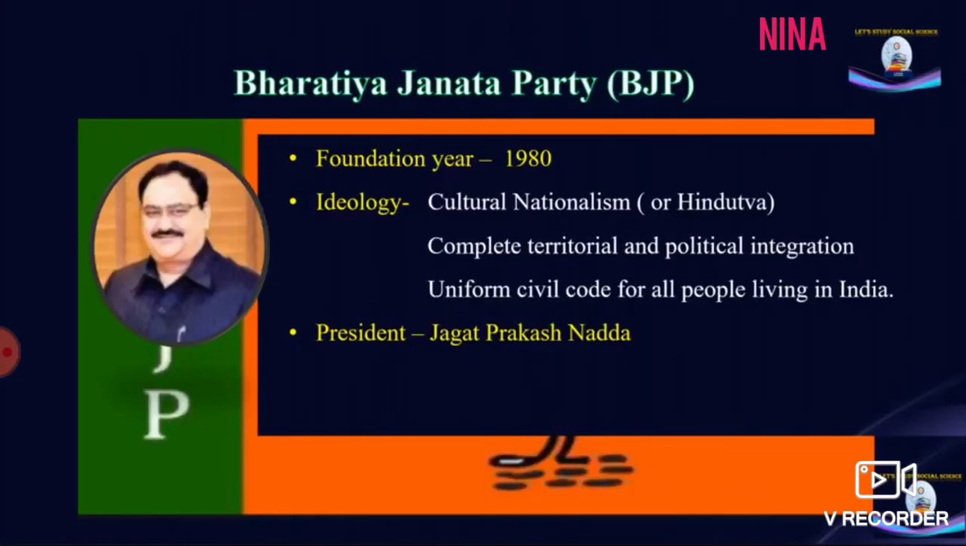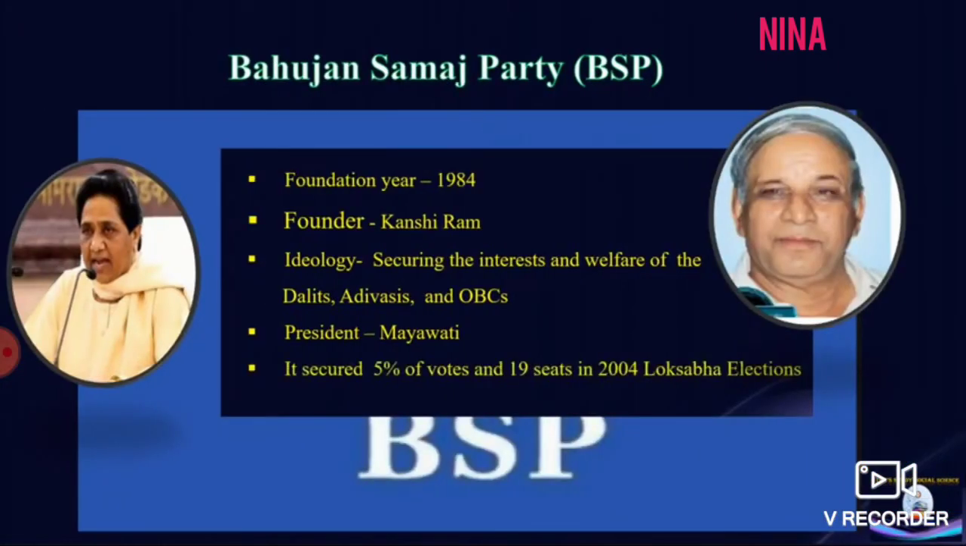Now the next party is the Bharatiya Janata Party. It was founded in 1980. Now we'll see the ideologies of the Bharatiya Janata Party, or the BJP: cultural nationalism or Hindutva, complete territorial and political integration, and a uniform civil code for all people living in India. So they have their ideologies. And the president is Jagat Prakash Nadda. We'll see the next one now.